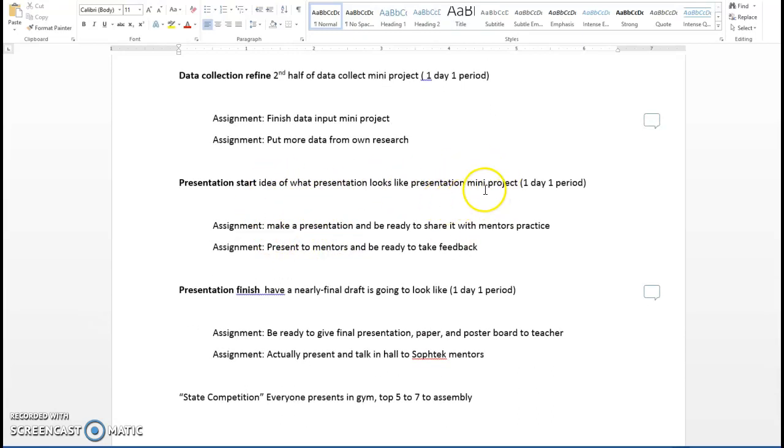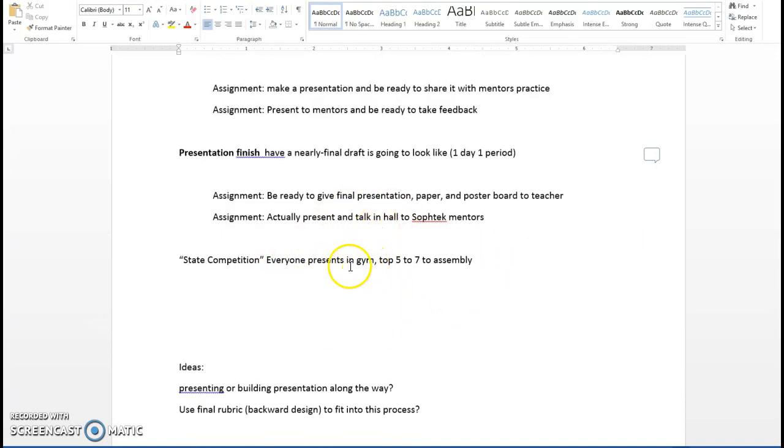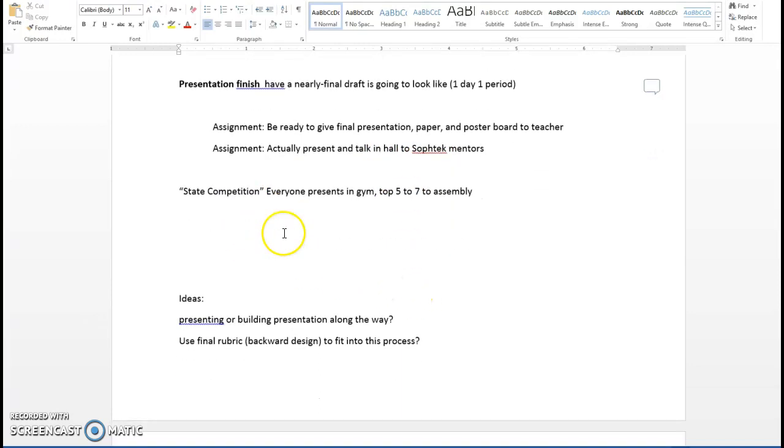Presentation: again, half one day, half of what we basically presented to them already on the presentation day, and then they're going to present to us, and then they're going to do a final draft, and then give the presentation to the teacher. Actually, talk to the Softtek mentors. We can actually do this on a day. They can just go to the individual classrooms, and then the quote unquote state competition is those top five that will then present to the whole school.